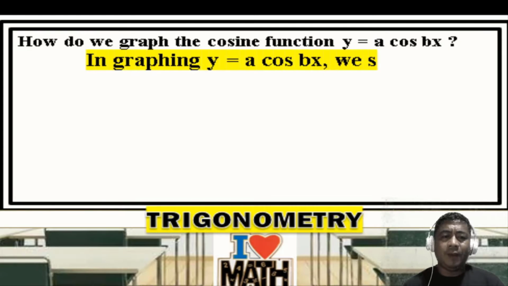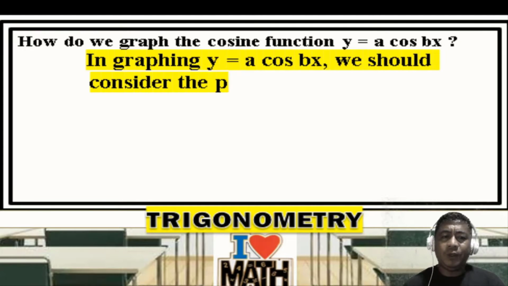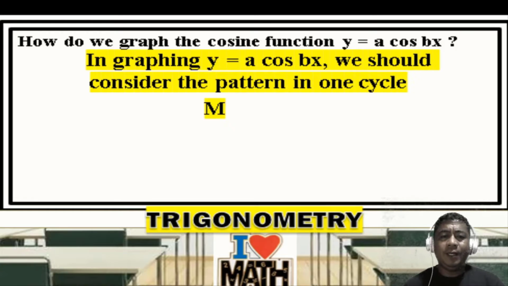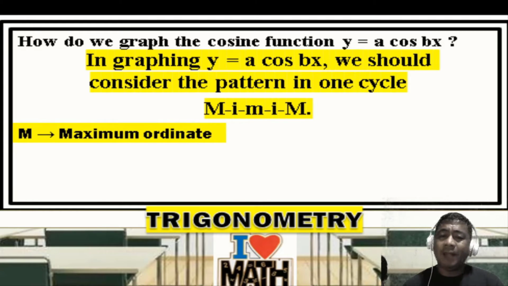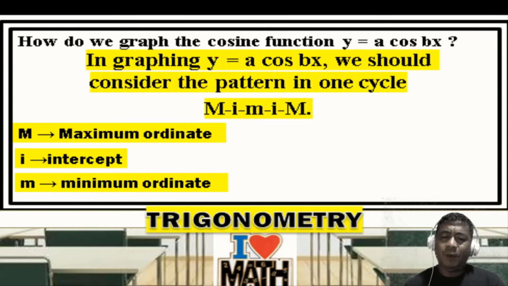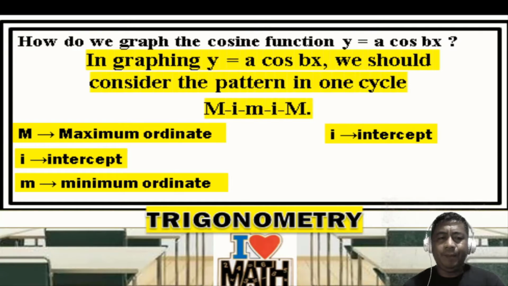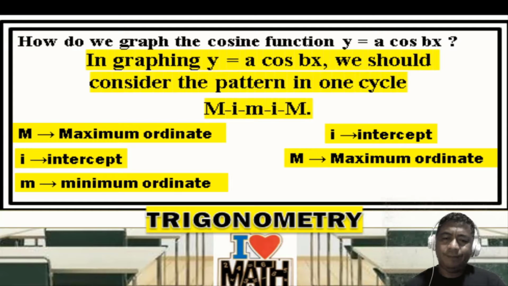In graphing y equals a cosine bx, we should consider the pattern in one cycle: capital M, I, small m, I, and capital M, wherein capital M is the maximum ordinate, I is the intercept, and small letter m is the minimum ordinate. Take note of that.